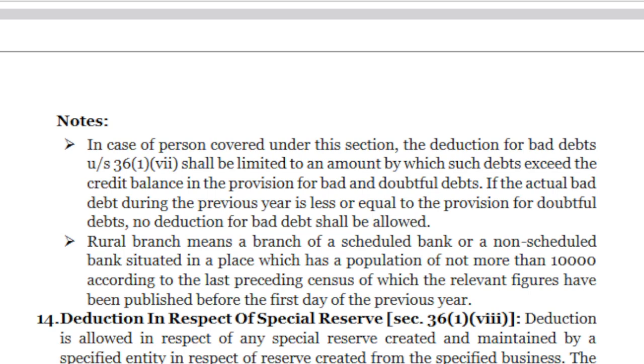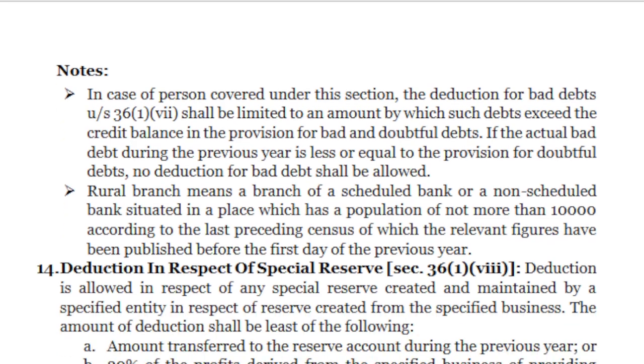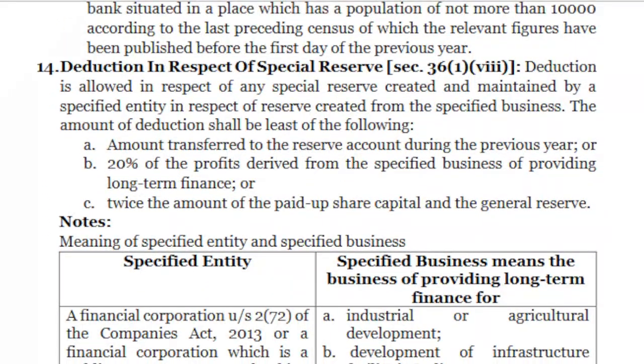Now rural branch, if the population of that area is less than 10,000 as per the last census, it is called a rural branch. Come to the 14th point, deduction in respect of special reserve. Now section 36(1)(viii). Hey, this will never come in exam, but anyhow it is there in the syllabus. That's why I am just reading it, so that there is some provision we should know.